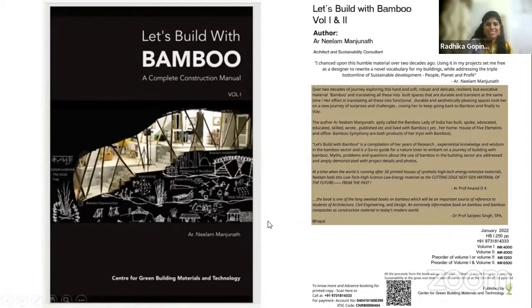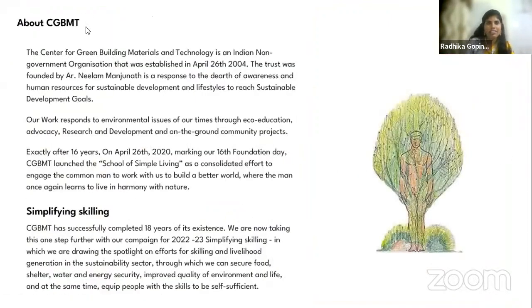Thank you so much for this. So I have a few announcements to share here. As you all know, CGPMT is the Center for Green Building Materials and Technology, and we've been constantly focusing on skilling. This year, we are focusing on simplifying skilling, and a number of workshops are carried out. This year is also very important because we started working extensively on developing the CGPMT headquarters in Devarahalli, which is near the old airport road.